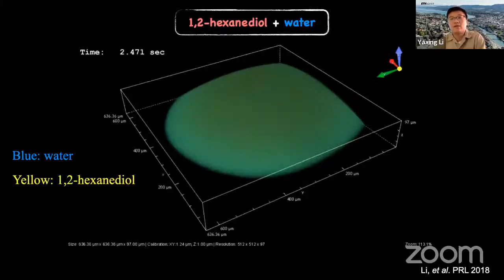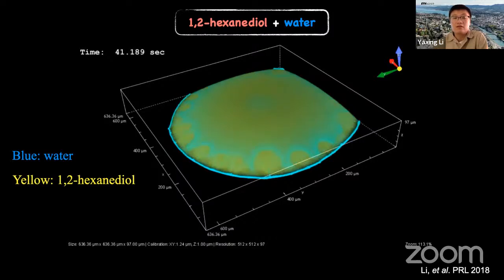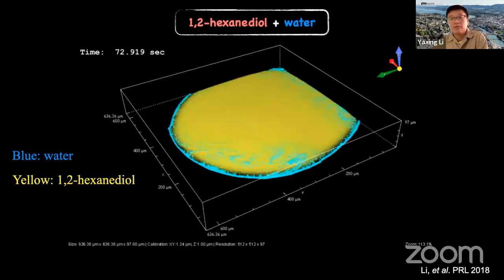And this is a typical case I want to show you. This is a video of hexanediol and water. The blue color represents water and the yellow color represents hexanediol. In the beginning, they mix very well, so it's sort of a green color, and then we let it evaporate. The droplets start to shrink, become flat, and then all of a sudden you see round yellow small droplets appear, separate from the system, grow, coalesce with the neighboring ones, and eventually occupy the entire droplet, and then evaporation stops because the yellow represents hexanediol. It doesn't evaporate at room temperature.